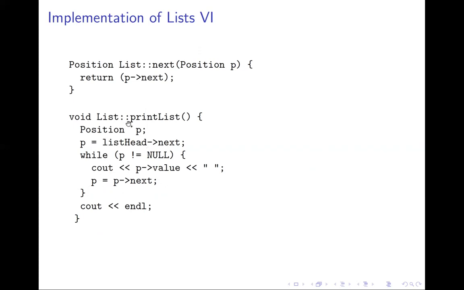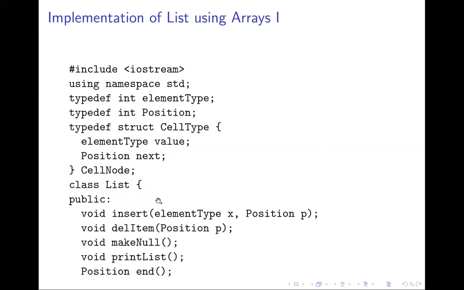And print list simply prints all the values in the list. Notice that I start printing from the next node, because that's where I have the elements in the list. Okay, so now I'm going to show you another implementation with arrays.